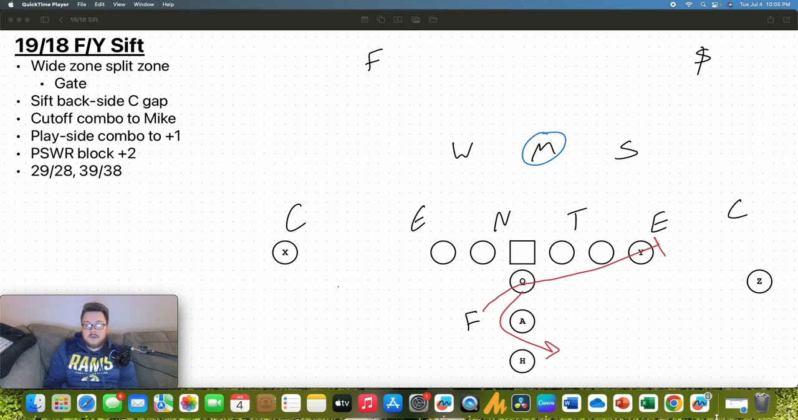So I really like the versatility of this play and that your sifter can be aligned anywhere in the backfield. So for simplicity's sake, we'll just keep him in the eye so I don't have to move him around until we get to our read concepts. But we've got 19 F-sift here.